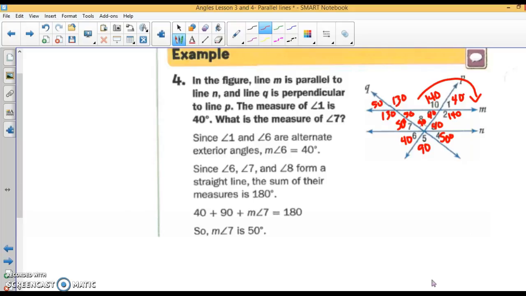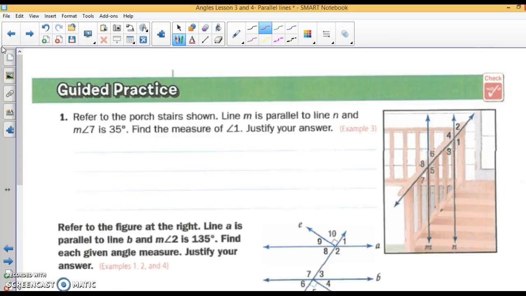So you are working from one angle to another, finding what you need. And the measure of angle 7, which is what we were looking for, is 50 degrees. The rest of that is all extra work. But again, it's like a puzzle. All right. Let's take a look at this one.